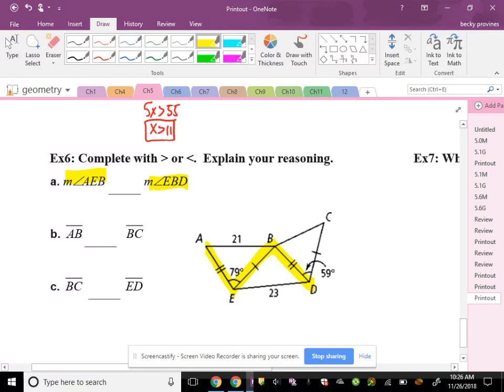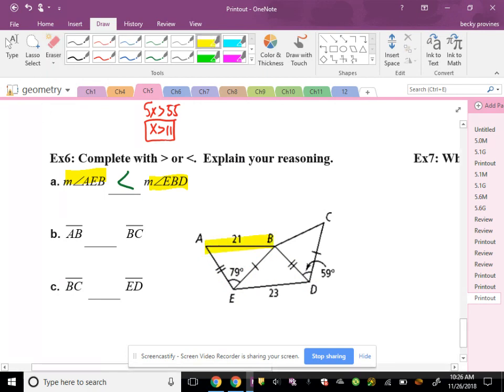Okay, so which one is larger? How do you tell? You look across. So 23 obviously is bigger, so that means angle B here has to be larger. So there. It's that easy. So it's just interpreting the pictures.